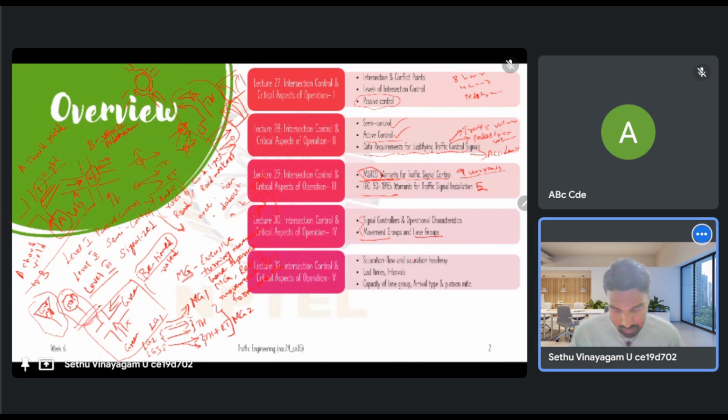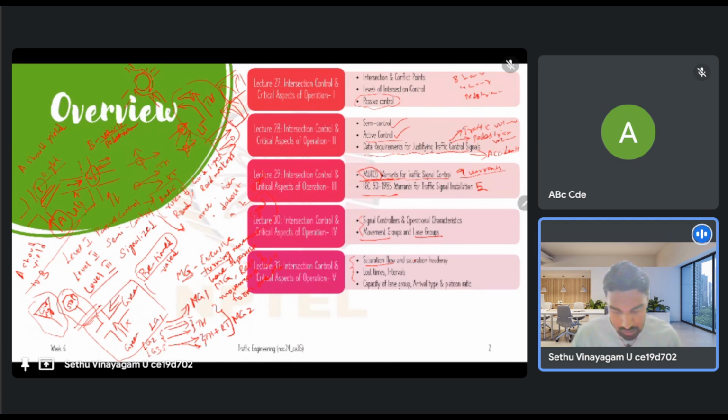Okay, next, in the fifth lecture, we were looking at some more concepts related to signals and their working. One is the saturation flow. So what is saturation flow? Before saturation flow, we should look at how the headway varies when a signal turns green.